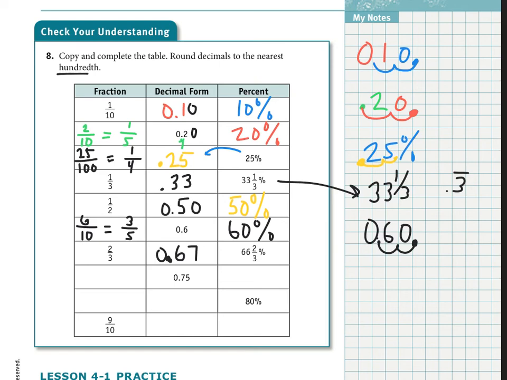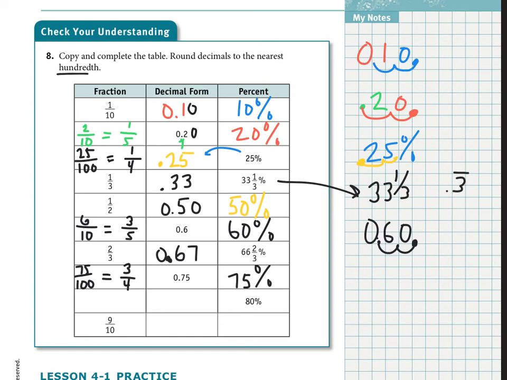Okay, what about 0.75? Some of you guys might already know the simplified answer, which is great, but just to show the process again, 75 1/100ths, right? If you divide them both by 25, that's where the 3/4 comes from. And as a percentage, of course, 75%.